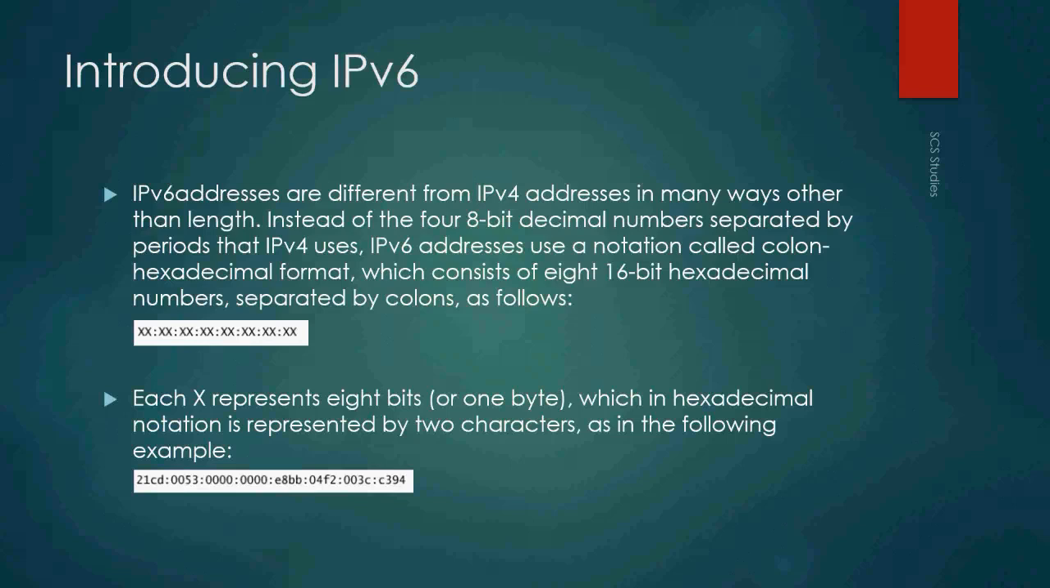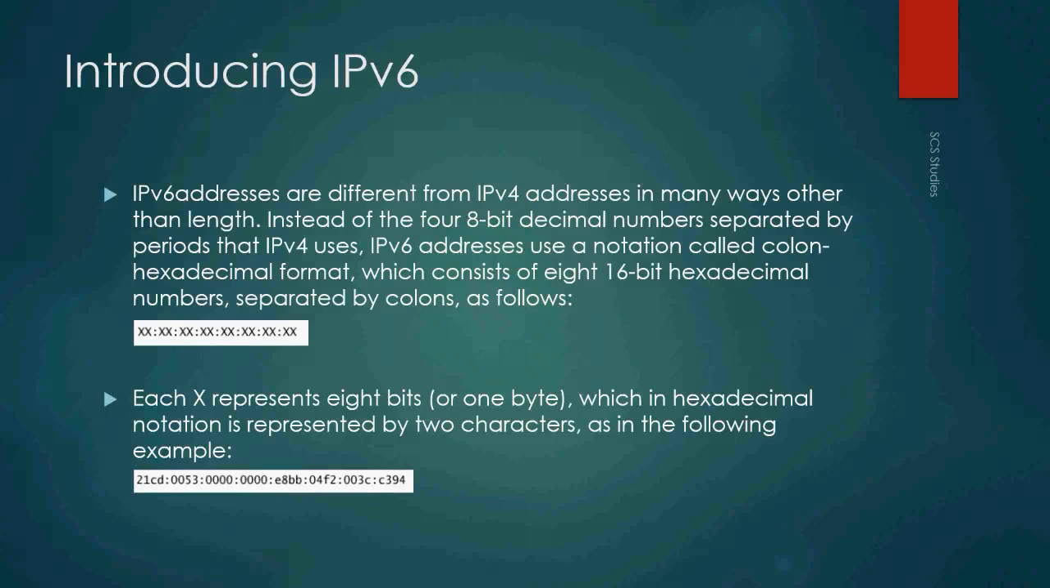Introduction to IPv6. IPv6 addresses are different from IPv4 addresses in many ways. Instead of the four 8-bit decimal numbers separated by periods that IPv4 uses, IPv6 addresses use a notation called colon hexadecimal format, which consists of eight 16-bit hexadecimal numbers separated by colons. It is as follows. As you can see in the example, it is XX colon XX colon XX colon XX colon XX. So this is actually the syntax.